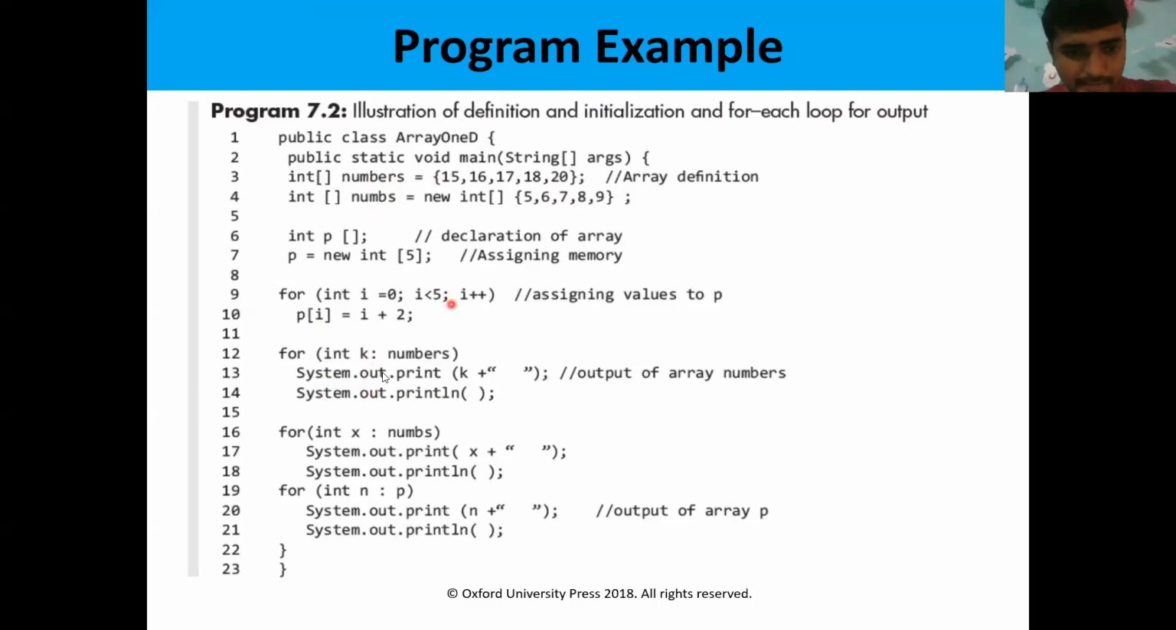He is displaying the numbers here. He is displaying the nums array and he is displaying the p array. So we can display the arrays by using the for each loop. We can declare either of the two ways, this way or this way.